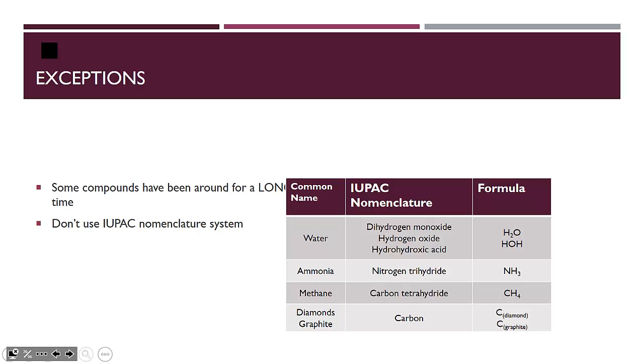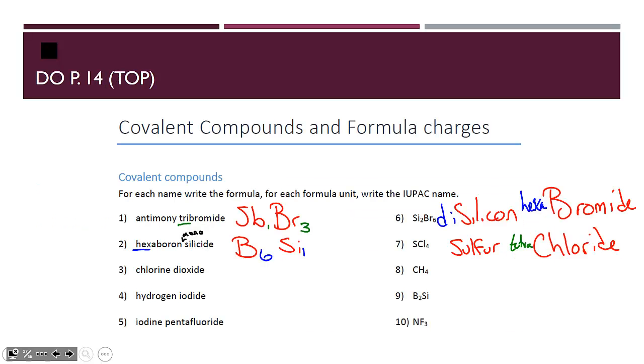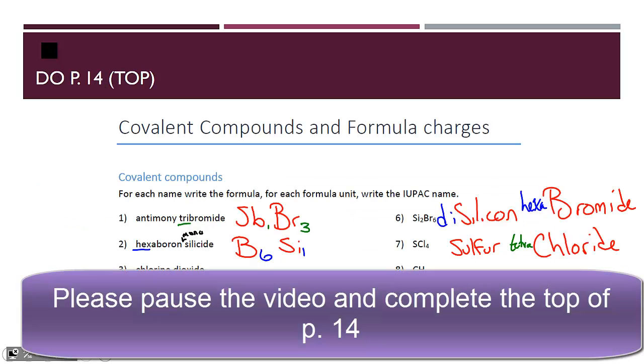NH3 is ammonia. Methane is CH4. Methane belongs to a group of compounds known as organic compounds, where carbon is the backbone of them. We will talk about organic compounds in much greater detail at the end of the year, but for right now, CH4, just call it methane. With that being said, you are able to finish the top of page 14. Pause the video, and do page 14, just the top.